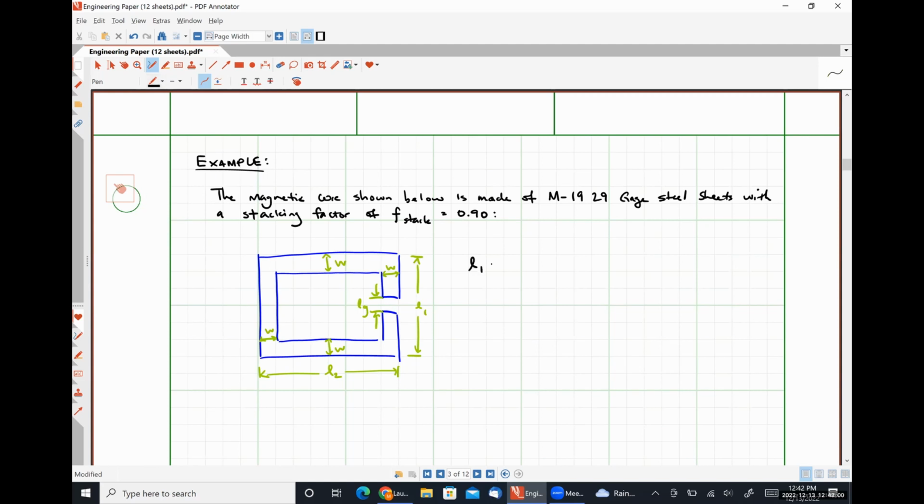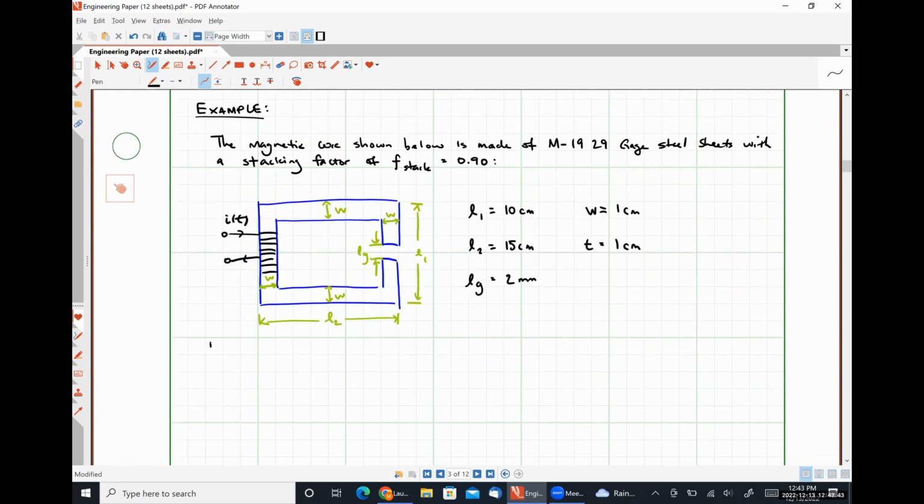where L1 is 10 centimeters. L2 will be 15 centimeters. LG will be 2 millimeters. Our width is 1 centimeter. And our thickness is also 1 centimeter. And we're going to apply our coil over here. Like so.